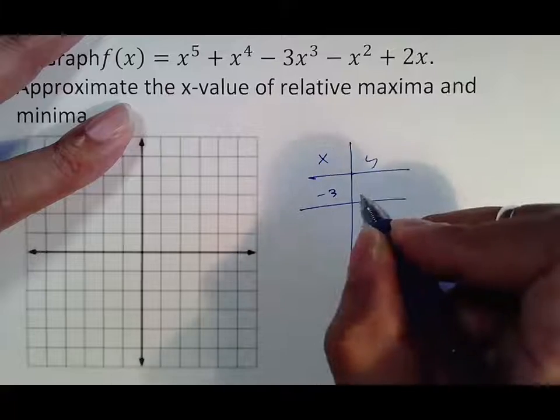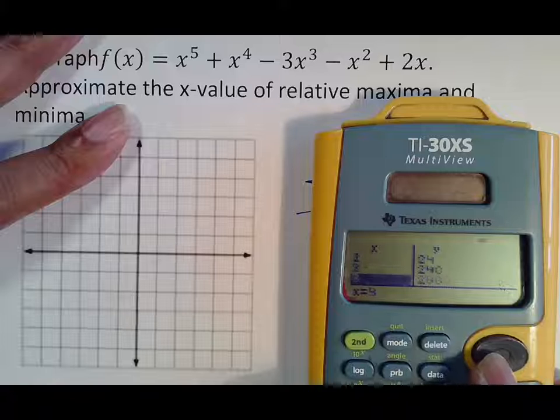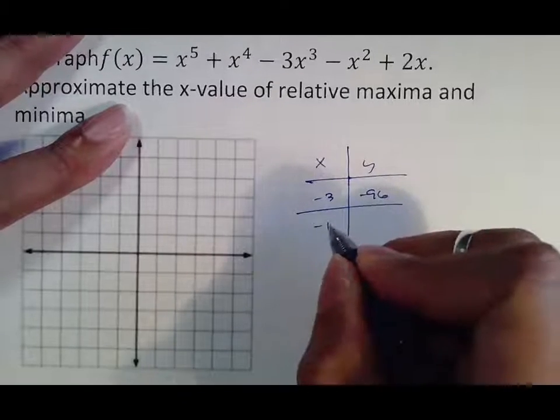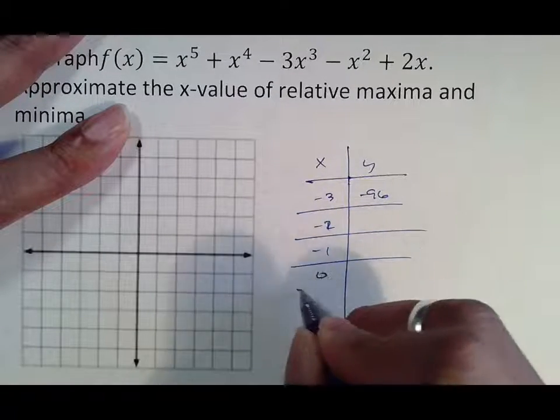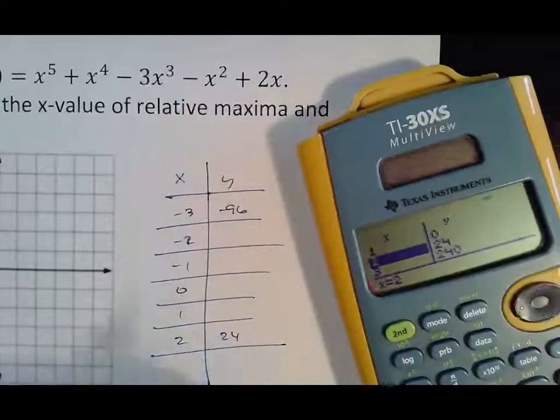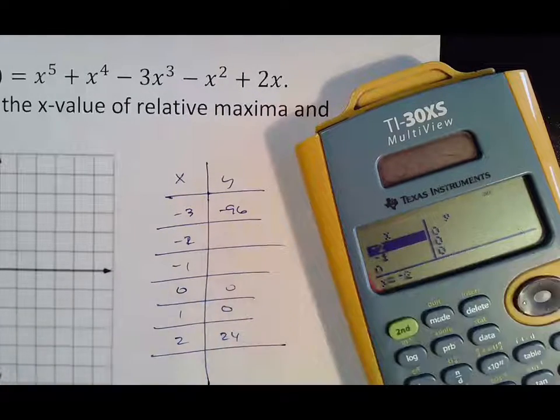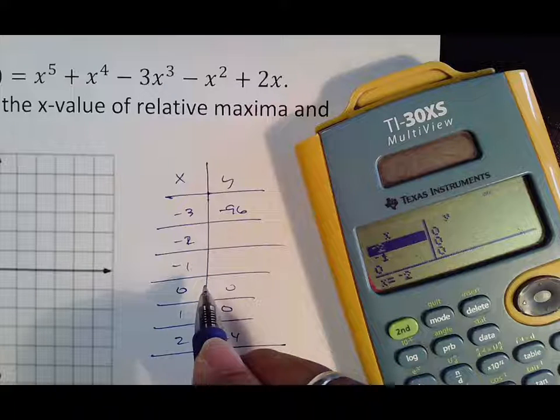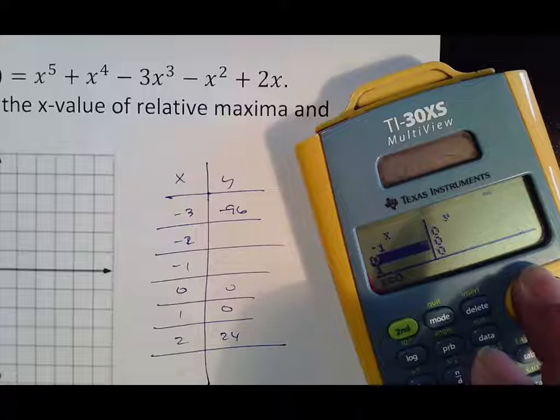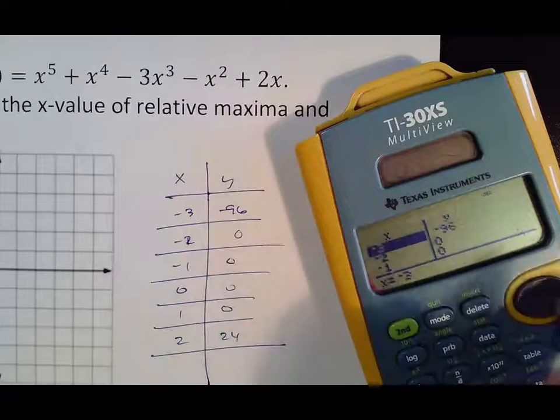So negative 3 is negative 96 based off of what I had there. And then let's scroll and see where it goes out the window again, which is right there. So 2. So negative 3 to 2. And based off of this, 2 is at 24. 1 is at 0. 0 is at 0. Negative 1. Hold on. 0 is at 0. What was 1 at? Just to make sure. 1 is at 0. 0 is at 0. Negative 1 is at 0. Negative 2 is at 0. And negative 3 is at negative 96.